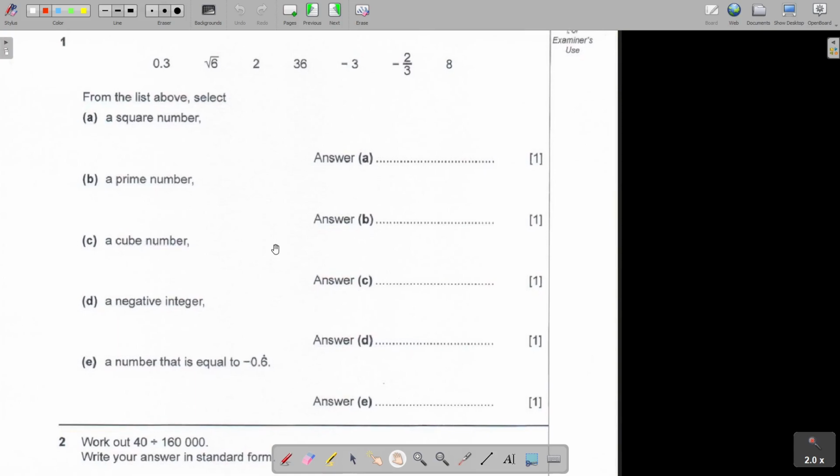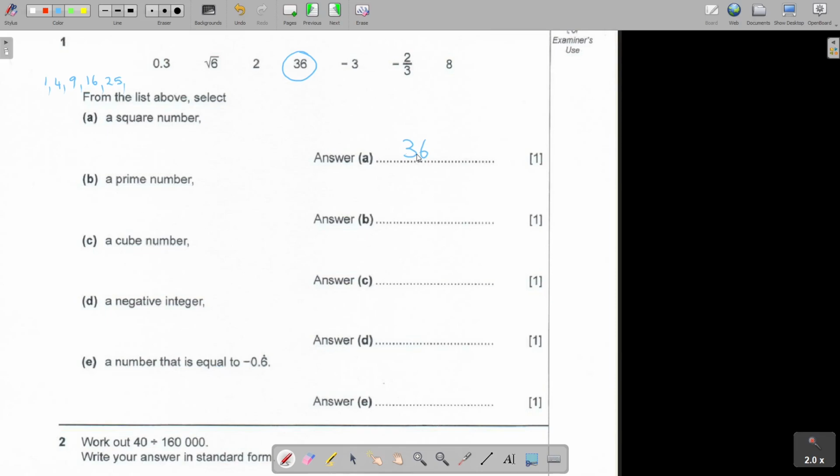So let's start. From the list above, select a square number. Now remember, square numbers, you multiply only 2 times. So 1 times 1 is 1. 2 times 2 is 4. 3 times 3 is 9. I still don't see it. 4 times 4 is going to be 16. 5 times 5 is going to be 25. But I can see 6 times 6. There I have it. So what is my answer? 36.